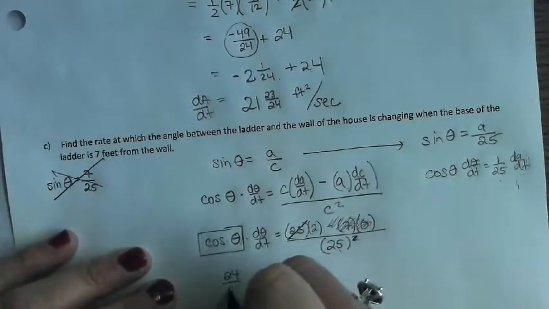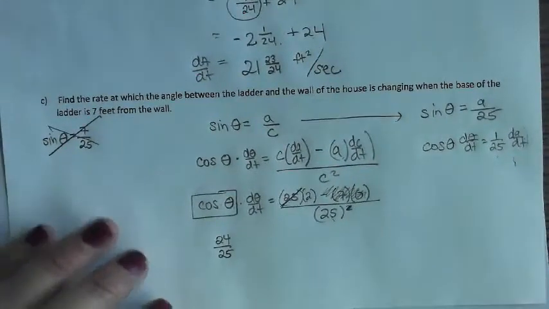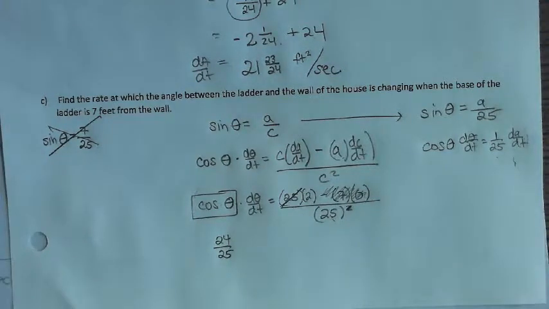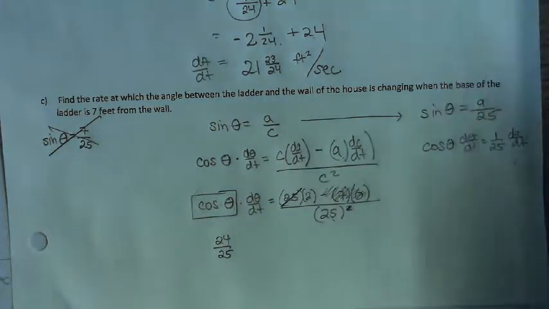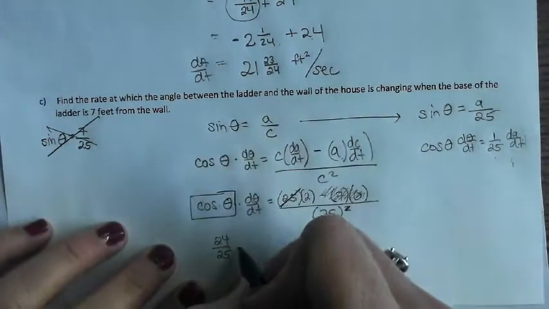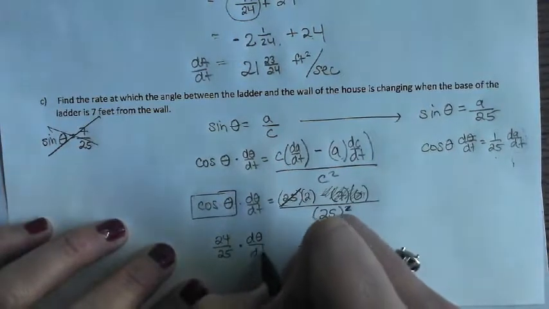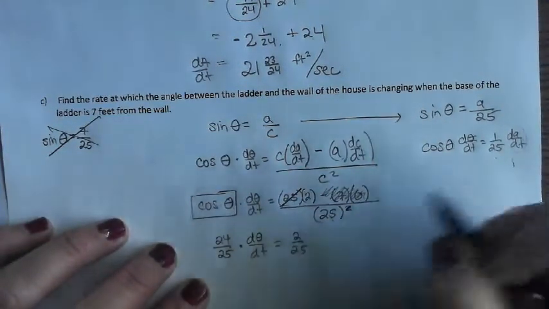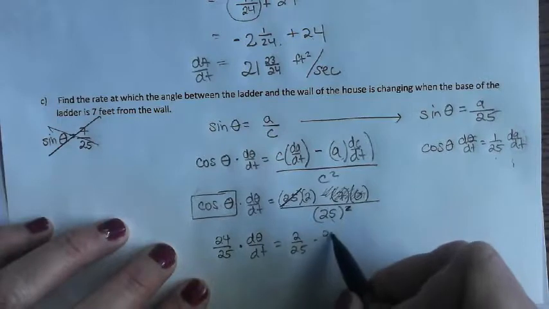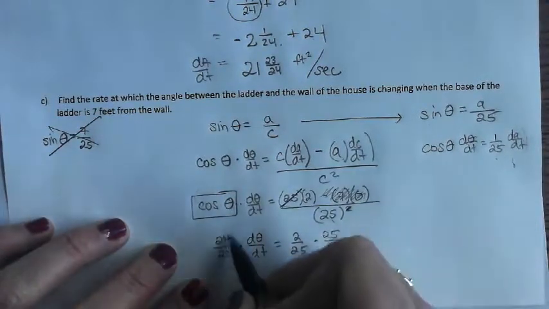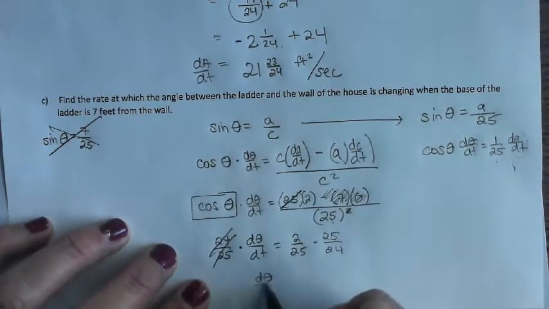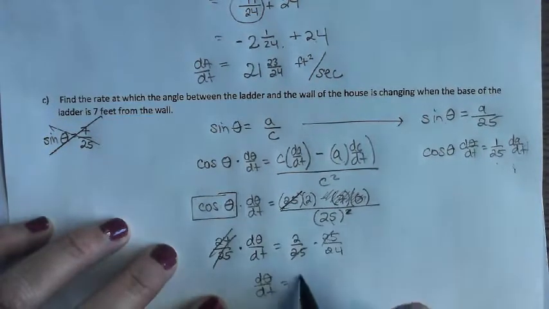So any of these plugins that I'm now doing, Josh, kind of to piggyback on what we were just talking about, is all happening after I've derived. The only number that can be plugged in prior to deriving is something that we know has a constant length. So 24 over 25 times d theta dt equals 2 over 25, and then we just multiply by the reciprocal, 25 over 24, to get rid of that, and d theta dt is just going to be 1/12.